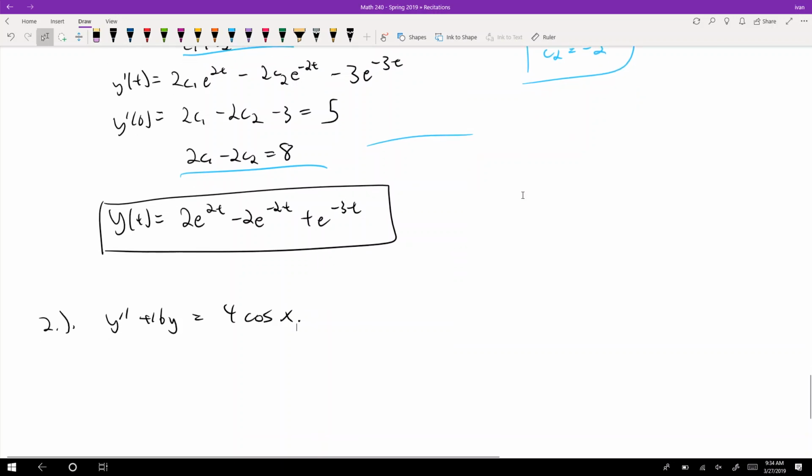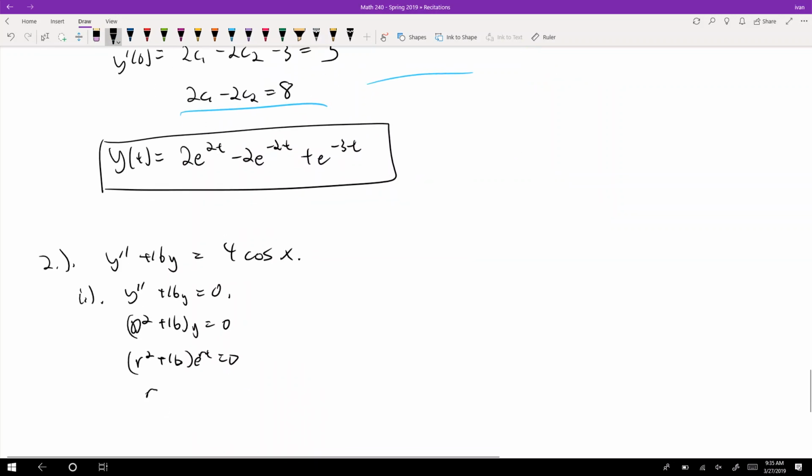Okay, so step 1 is the following. Again, step 1 is to find the homogeneous solution, so that's y double prime plus 16y is equal to 0, which is D squared plus 16 applied to y is equal to 0. This is r squared plus 16 times e to the rt is equal to 0. r is equal to plus or minus 4i.